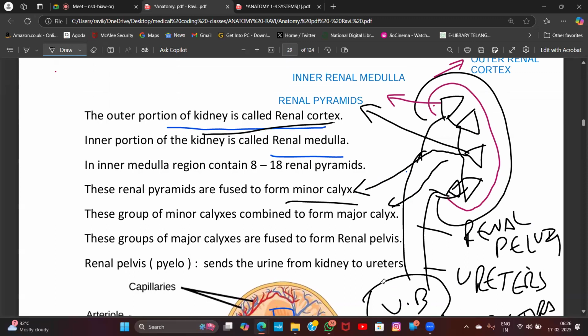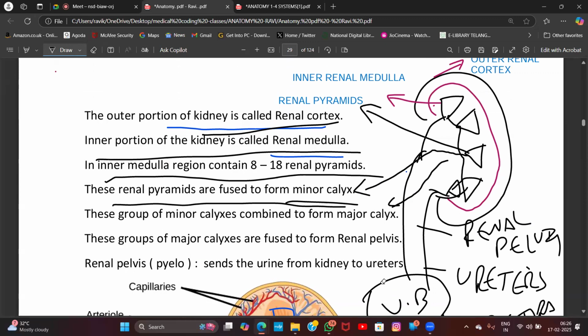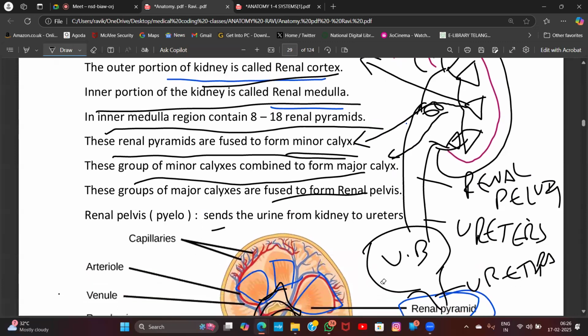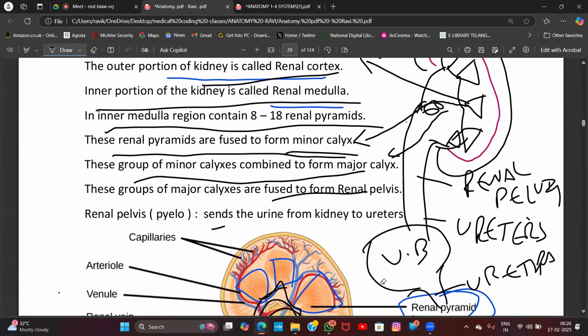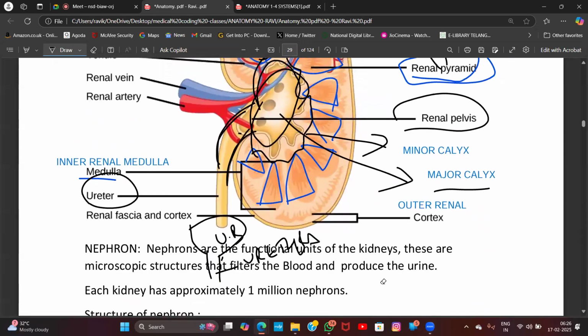Here, the outer portion of the kidney is called renal cortex. The inner portion of the kidney is called renal medulla. The inner medulla region contains 8 to 18 renal pyramids. These renal pyramids are fused to form minor calyx. The group of minor calyxes fused to form major calyx. The single major calyx leads to renal pelvis. Pyelo is the medical term for renal pelvis. The renal pelvis leads to ureters, then urinary bladder, then urethra.